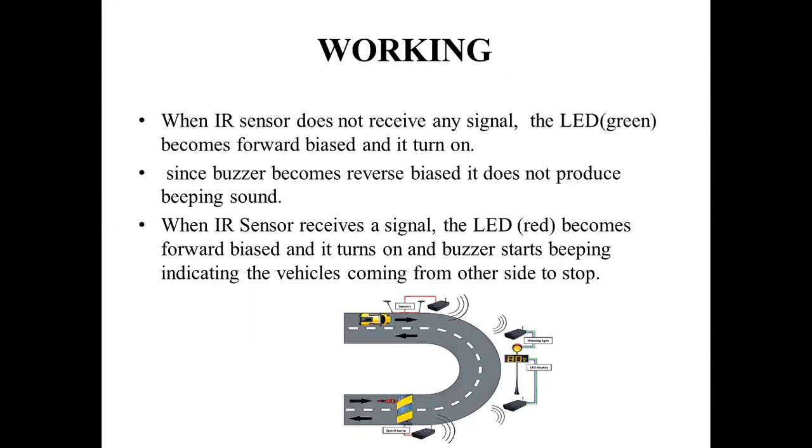When the IR sensor receives a signal, that is, if any vehicle is detected within the range, the non-inverting terminal of the op-amp goes high and hence the output of the op-amp also goes high. If the output of the op-amp goes high, the LED, that is the red LED, becomes forward biased and turns on and the buzzer starts beeping, indicating to the vehicles coming from the other side to stop.